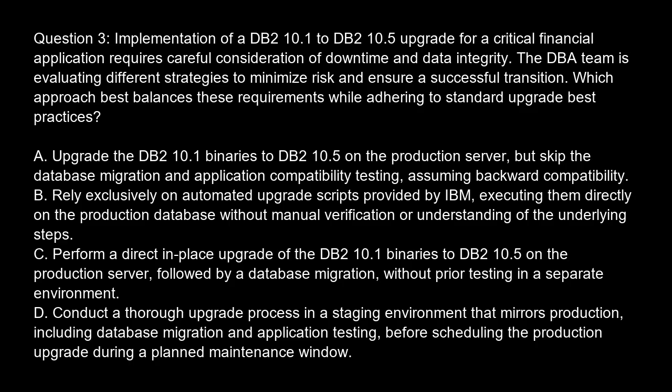Option C. Perform a direct in-place upgrade of the DB2 10.1 binaries to DB2 10.5 on the production server, followed by a database migration without prior testing in a separate environment. Option D. Conduct a thorough upgrade process in a staging environment that mirrors production, including database migration and application testing, before scheduling the production upgrade during a planned maintenance window.